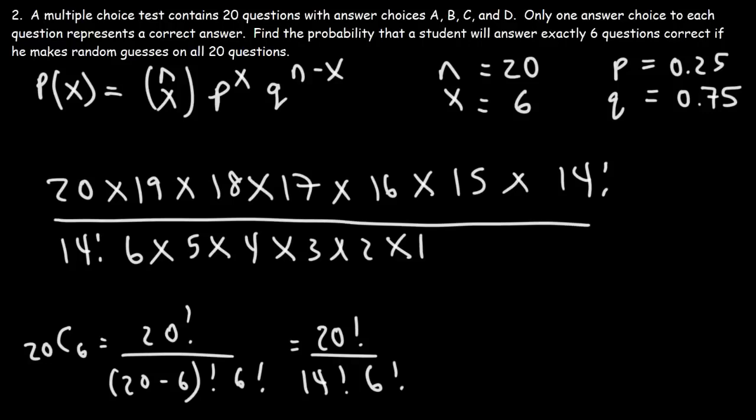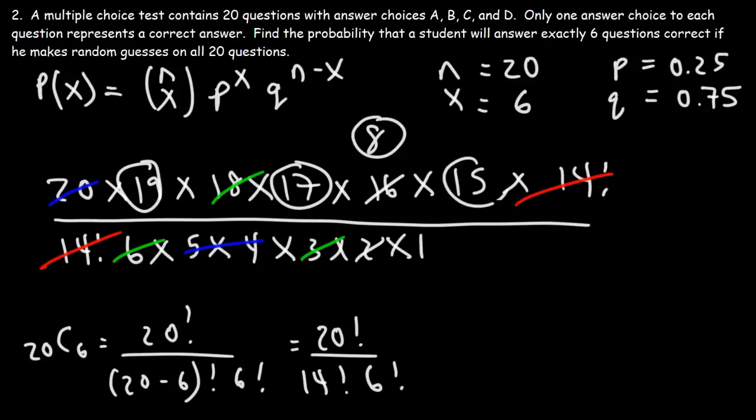So we're going to do just like we did before in the previous problem. We're going to cancel 14 factorial. And let's see what else we can do. So 5 times 4 is 20. And 6 times 3, that's going to be 18. And then 16 divided by 2 is 8. So what we have now is 19 times 17 times 8 times 15. So if we multiply those 4 numbers, we're going to get 38,760.